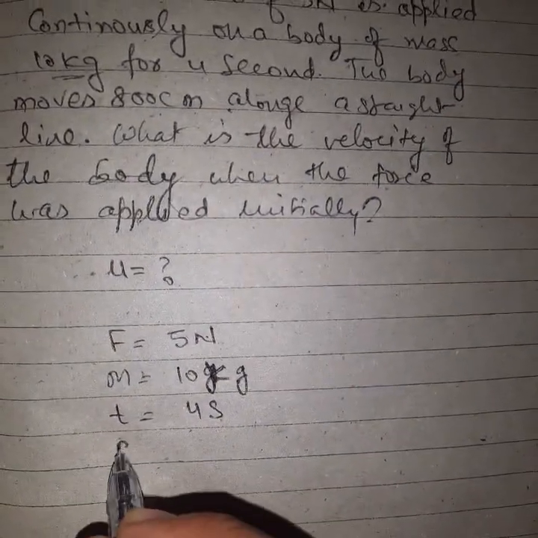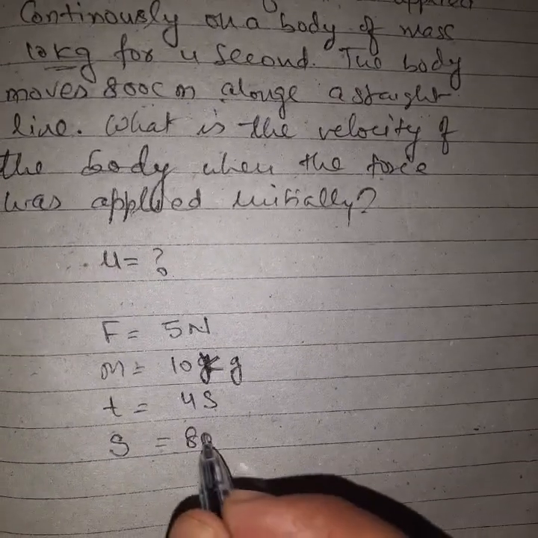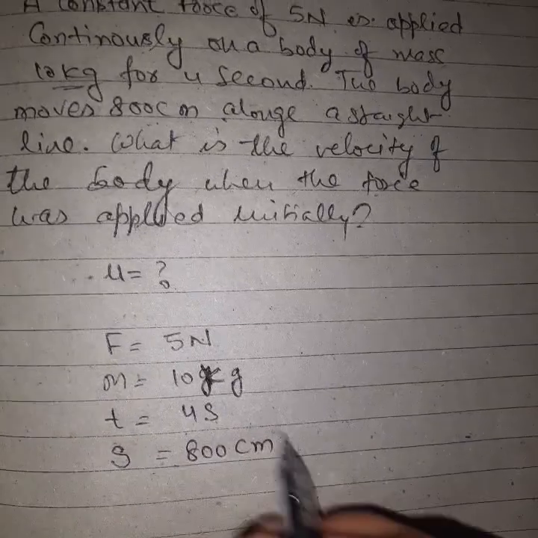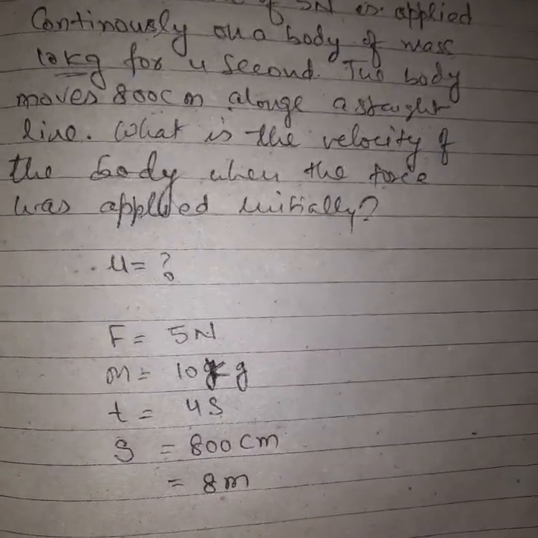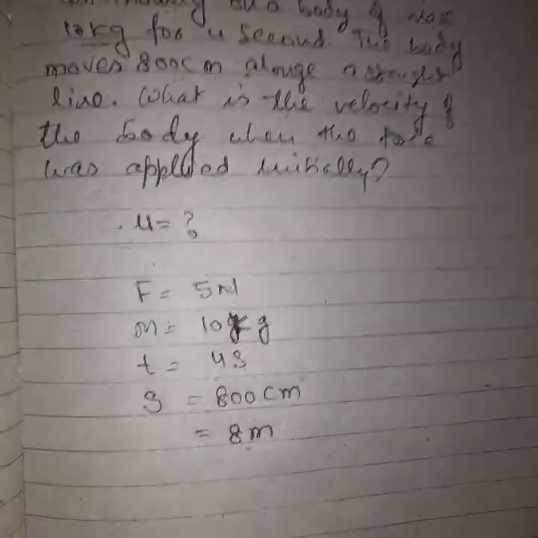Means we can say distance, which we will denote by s, or displacement, your choice. So we can take that 800 centimeter, but this is in the CGS system. Convert it to the SI system, we will get how much? 8 meter. Clear? And u we have to find out.